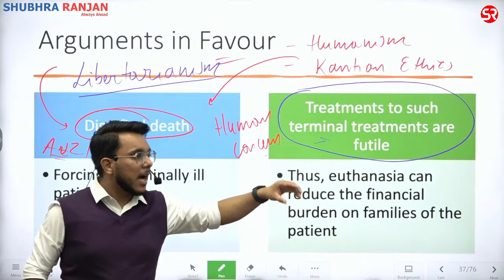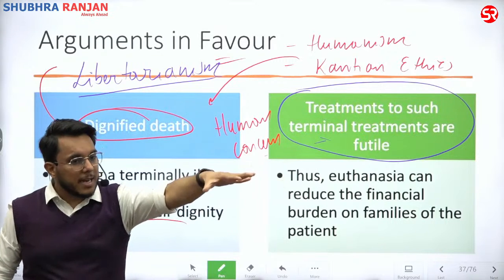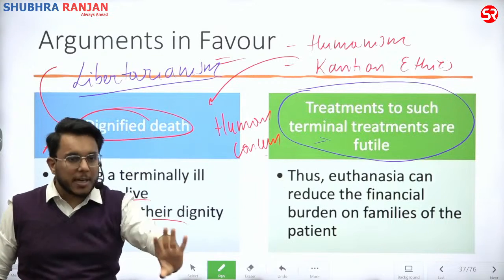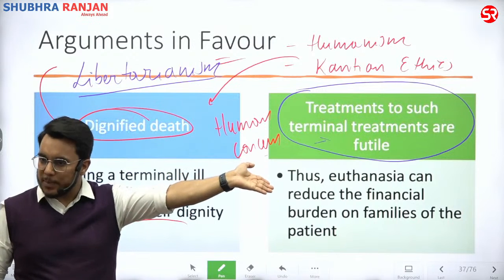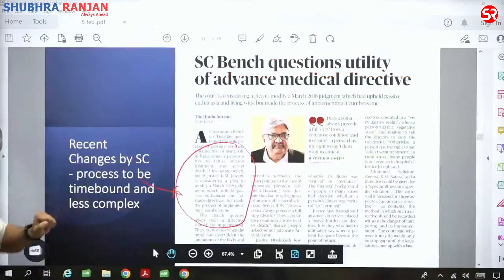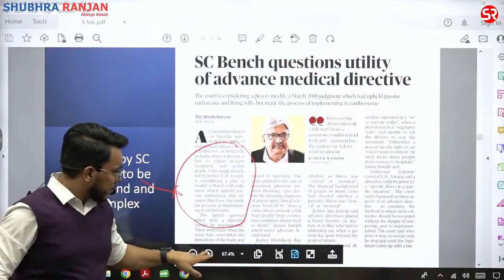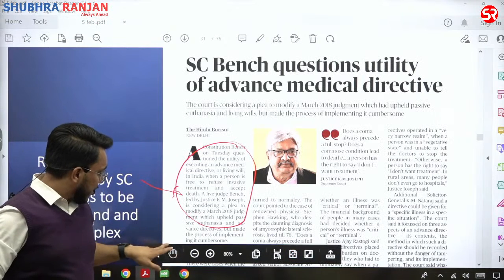Are you understanding or not? Now suppose poor families. Fine, for them keeping a person alive for whom there is no recovery, that person is impacting the life of 4-5 other people, yes or no? But here we can counter this also. No, welfare state, understand this thing.